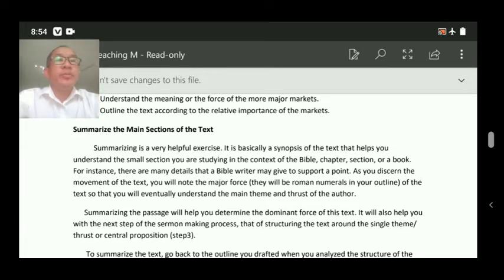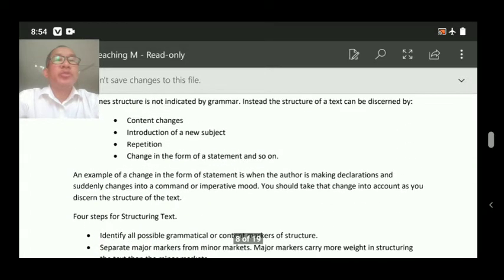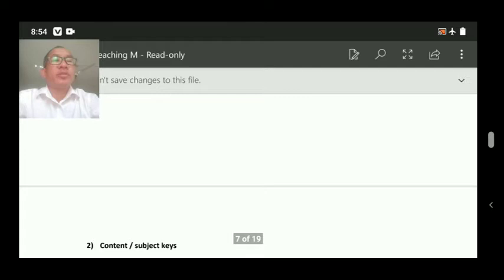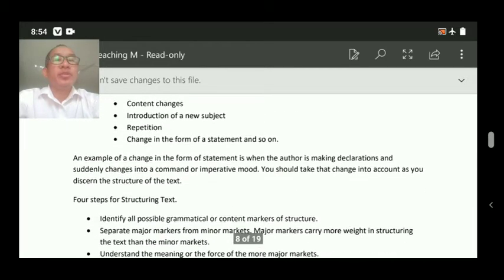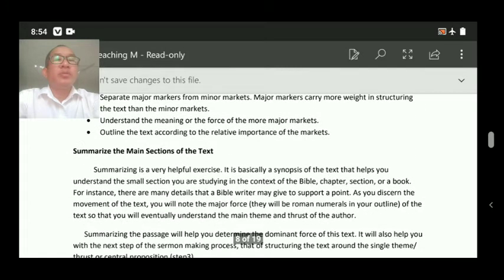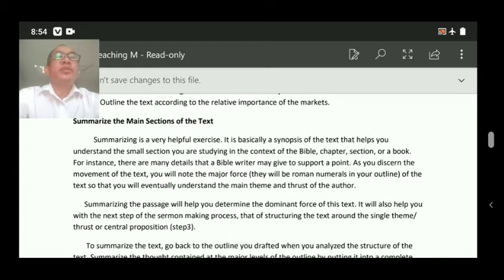We have been studying step number 2, and last time we discussed how we structure our text. We have grammatical keys and content keys. Today we'll go for summarizing the main sections of the text.